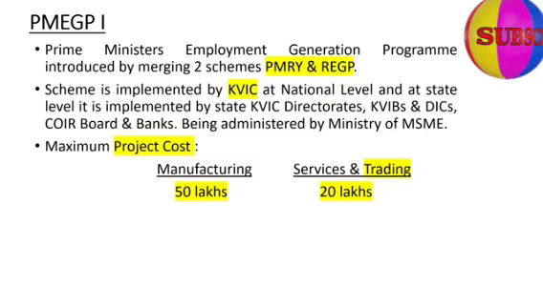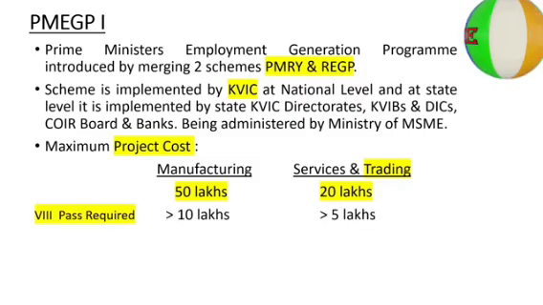Earlier it was project cost. When this revised criteria came, they say this maximum project cost is for the consideration under PMEGP. Actual project cost can be anything, there is no limit. For the consideration of margin money subsidy under PMEGP, for manufacturing they will consider 50 lakh, and for service and trading, 20 lakh. If the loan amount is more than 10 lakh for manufacturing and more than 5 lakh for service, minimum 8th pass is required. For others, there is no education criteria.